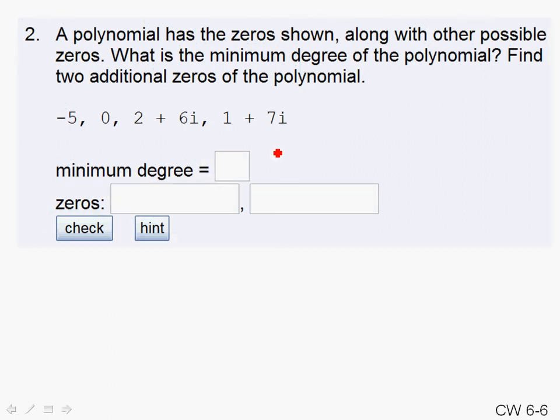Number 2 says a polynomial has the zeros shown along with other possible zeros. What is the minimum degree of the polynomial? And find two additional zeros of the polynomial. Because we have these two complex zeros, we know other zeros would be the complex conjugates, so 2 minus 6i and 1 minus 7i, giving us a total minimum degree of 1, 2, 3, 4, 5, 6.